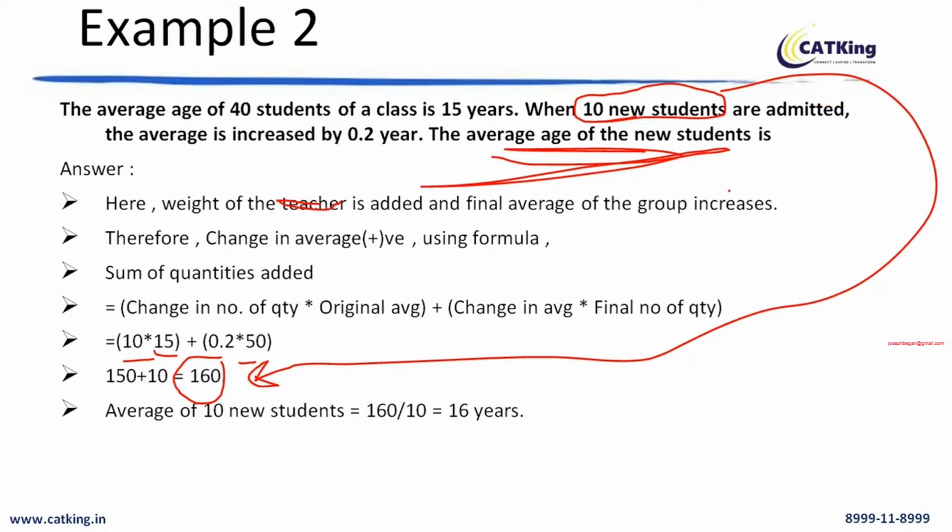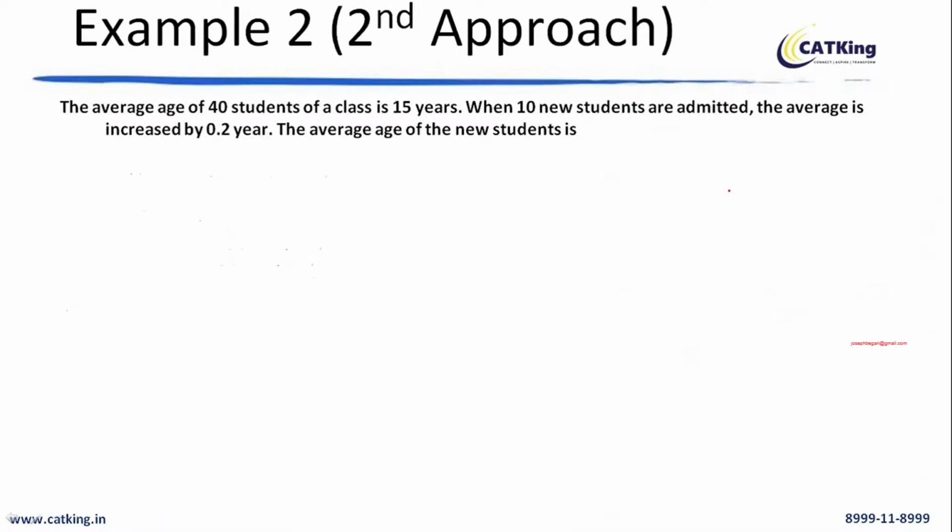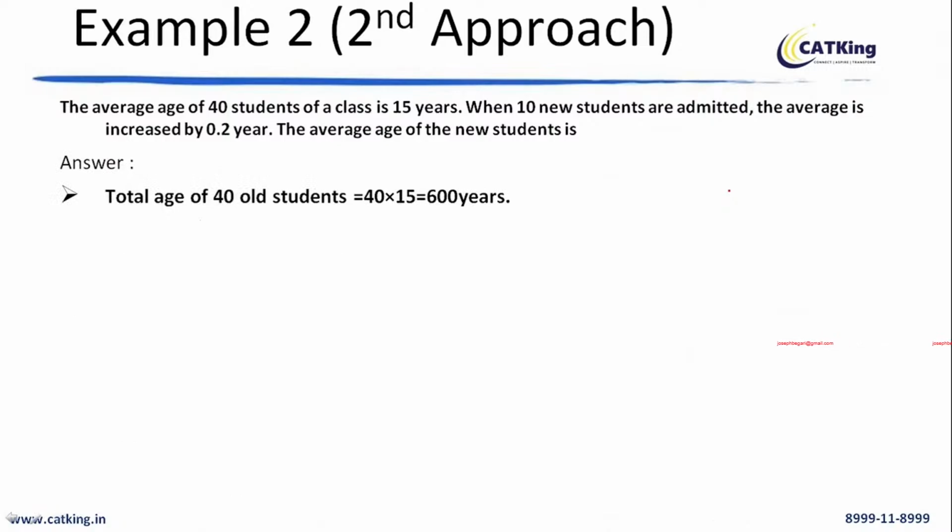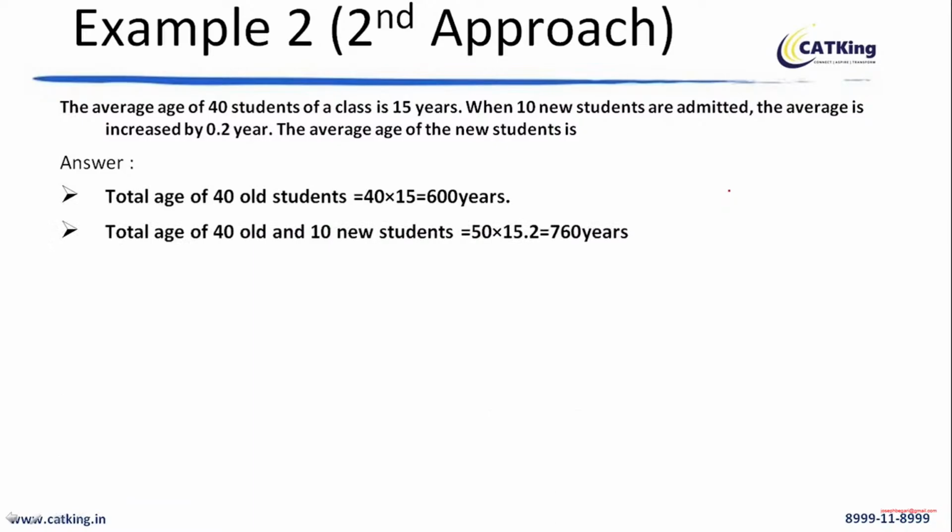Now let's look at the shortcut example. Okay. Same question. We'll find out the total age of the 40 students, which will be 40 into their average. Quantity into average will give you the sum, 600. Now we'll find out the sum of all the students after the new ones join. That will be 40 plus 10, 50 students. 50 students का sum निकालेंगे, which will be 50 into 15.2. 50 कैसे? 40 original students and 10 new ones. 15.2 कैसे? 15 original average, 0.2 यहाँ से उन्होंने बोला है, it is increased by 0.2. So 50 into 15.2 is 760.